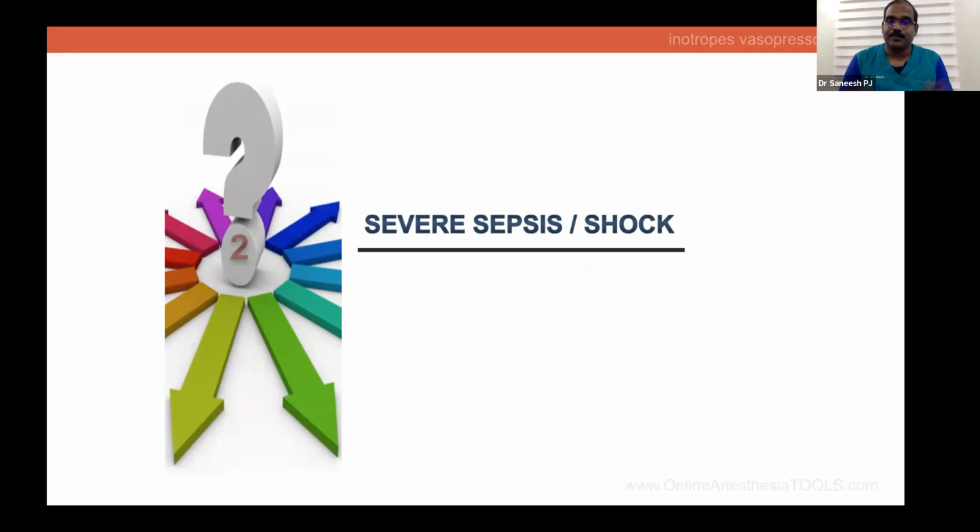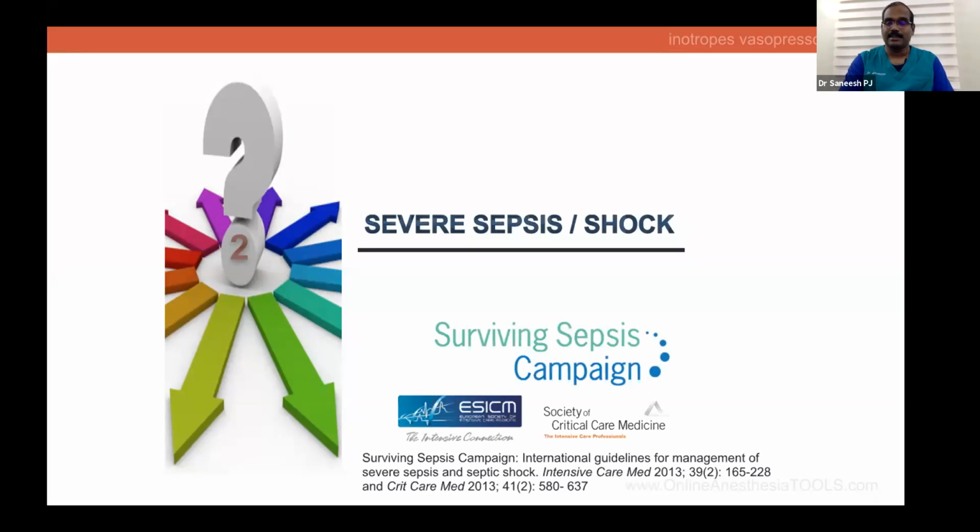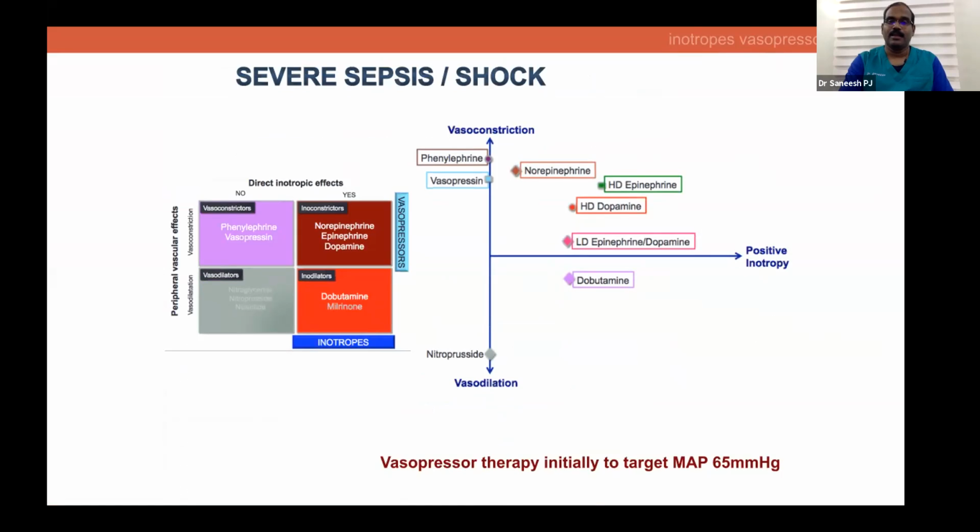Whoever is working in ICU, residents will get excited whenever they see severe sepsis or septic shock, right? So the guideline is Surviving Sepsis Campaign. So what is the problem? There is extensive vasoplegia, extensive vasodilatation. So we need to have a strong amount of vasoconstriction. Okay, our choice is about adding a vasoconstrictive agent so that we'll maintain some systemic vascular resistance and maintain the organ perfusions. Okay, so vasopressor therapy is initially targeting a mean arterial pressure of at least 65 millimeters of mercury.